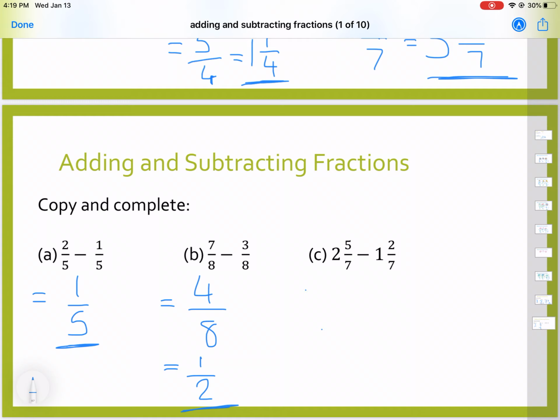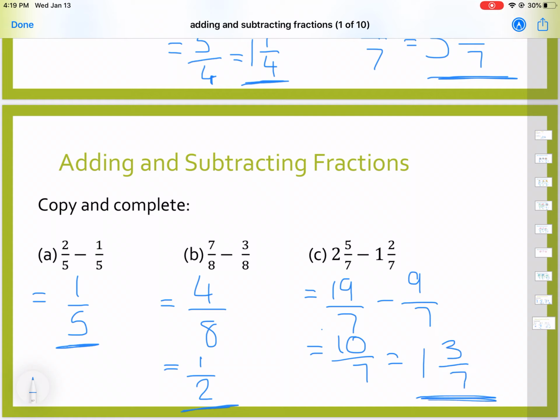And lastly, change these both please first to top-heavy fractions, then you can subtract them. So 2 and 5 7ths gives me 19 over 7. Take away 1 and 2 7ths, which is 9 over 7, which will leave me with 10 over 7, which I can change to a mixed number of 1 and 3 7ths.